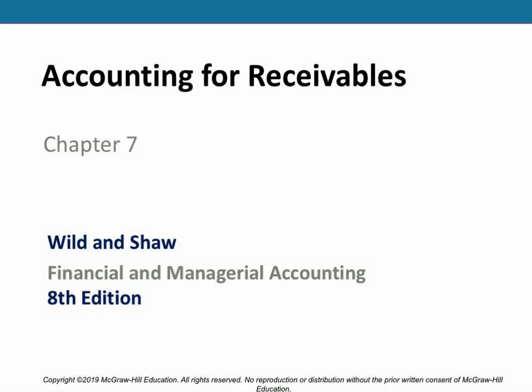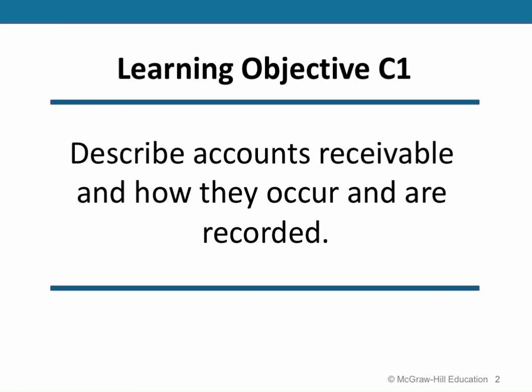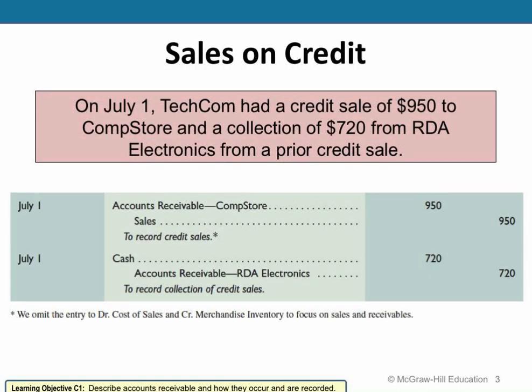Hello class, this lecture is on Chapter 7, Accounting for Receivables. In our learning objective 1, we're going to take a look at sales on credit and describe the accounts receivable process. This is similar to what we've seen before with a customer coming to us and saying, hey, I'd like to make this purchase, but I can't pay today. Would you allow me to give you the cash in 30 days, 60 days, 90 days, to which we say no problem.